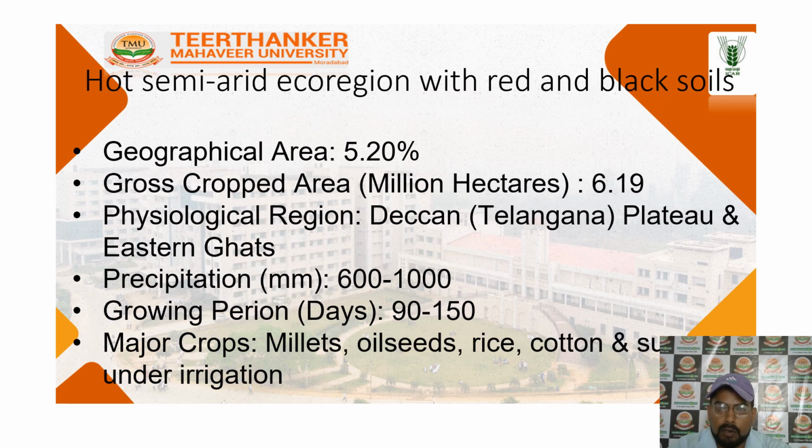Hot semi-arid ecological region with the red and black soil. The area is a 5.2% share in the total geographical area of India, and the region is basically found in the Deccan Plateau hills and the Eastern Ghats. Precipitation annually is 600 to 1000 millimeter in a year, and growing period availability of the crop is 90 to 115 days. Major crops grown are millets, oilseeds, rice, cotton and sugarcane, and where irrigation facility is available in the region, cotton and sugarcane are also grown.